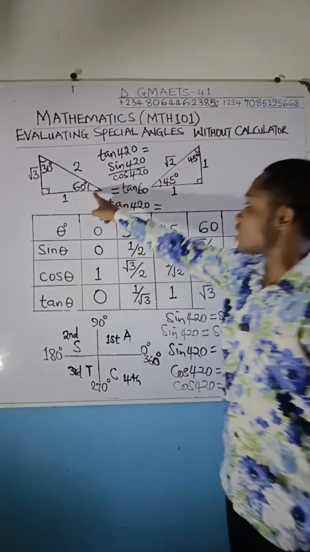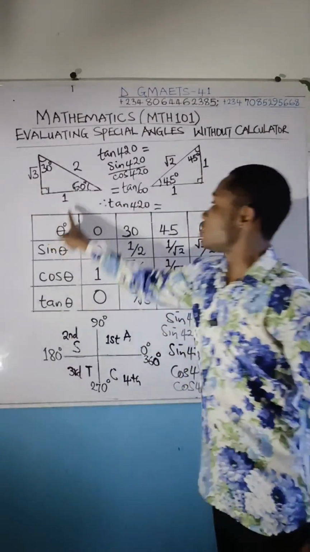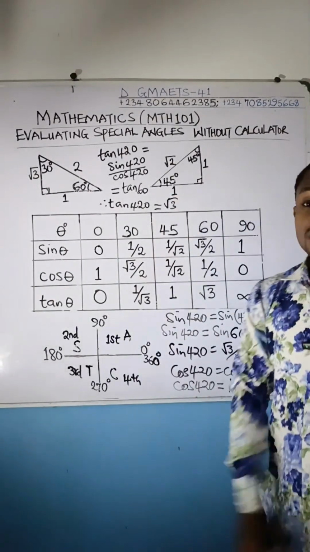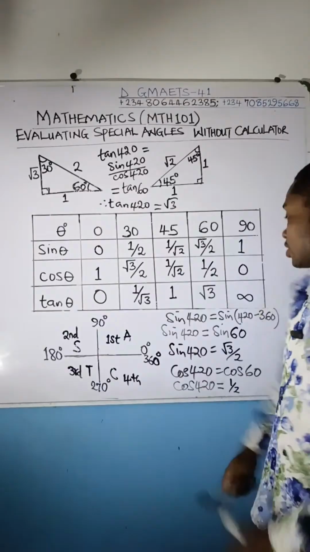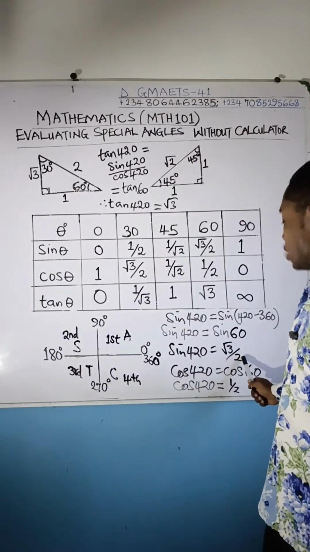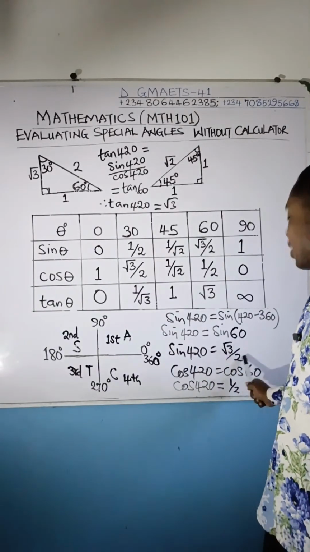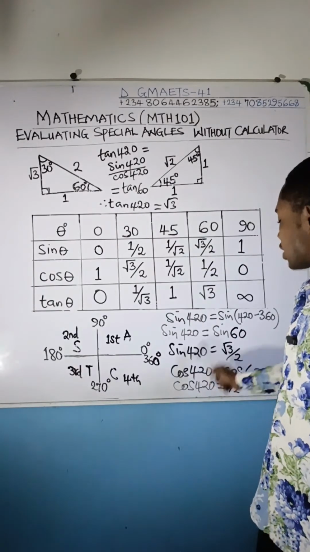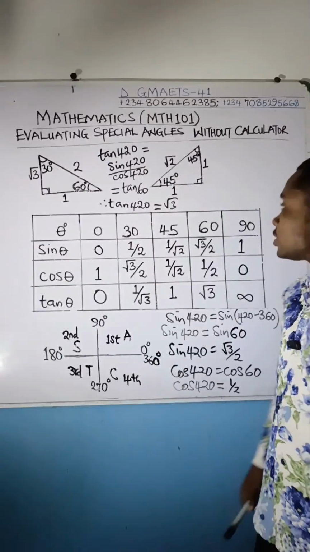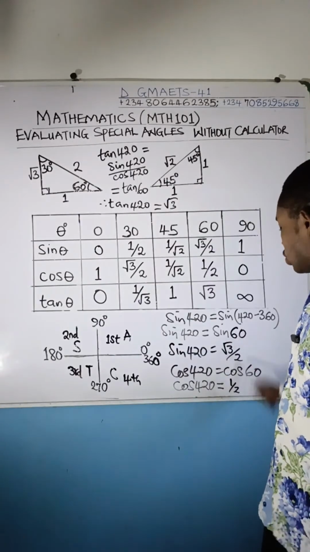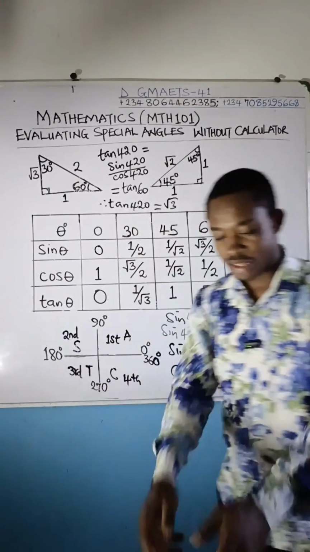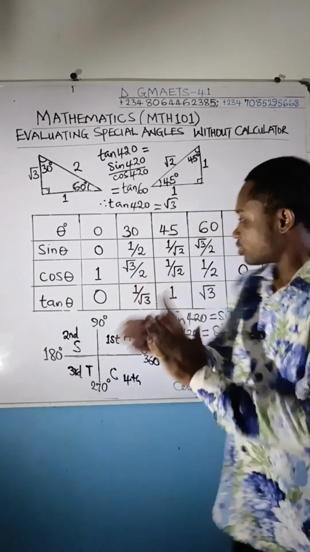You come to this, tan 60, TOA, opposite over adjacent. That is root 3. You could have used this directly if you wish: root 3 divided by 2, divided by 1 over 2, which is the equivalent of sine 420 over cos 420. If you divide root 3 over 2 by 1 over 2, the 2 will cancel, and you'll be left with root 3. And this is wonderful.